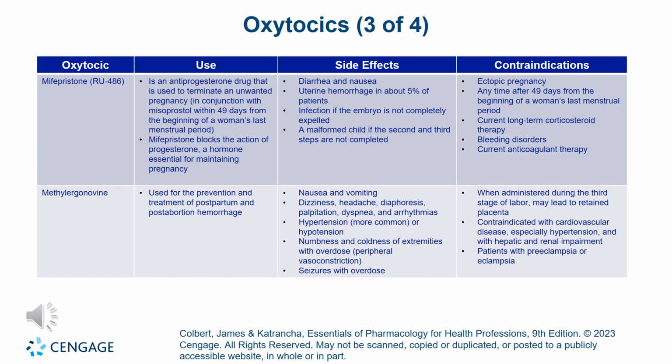Methylergonovine is a semisynthetic ergot alkaloid. It's used for the prevention and treatment of postpartum and post-abortion hemorrhage. Side effects: nausea, vomiting, dizziness, headache, diaphoresis, palpitations, dyspnea, and arrhythmias. Hypertension, which is more common, or hypotension. Numbness and coldness of extremities with overdose. Peripheral vasoconstriction. Seizures with overdose.